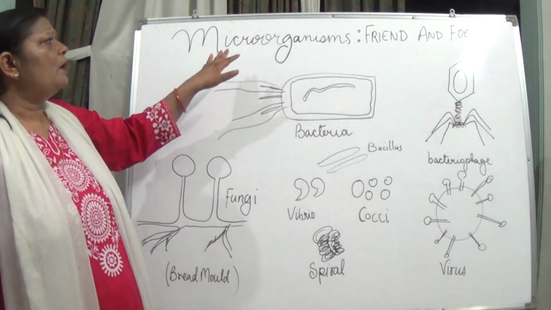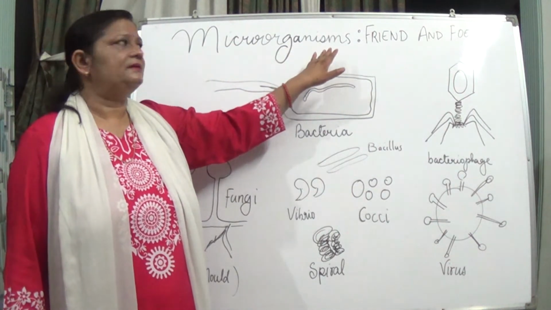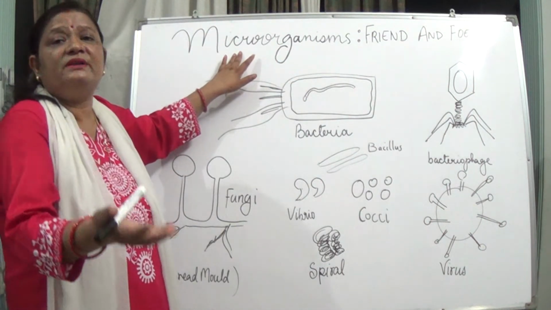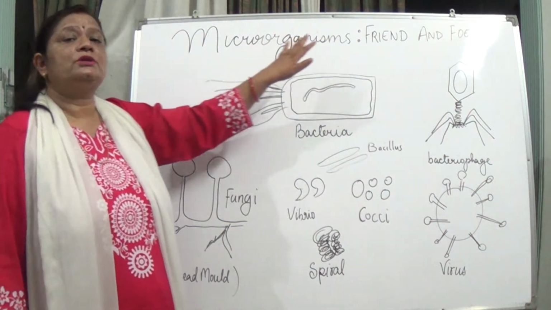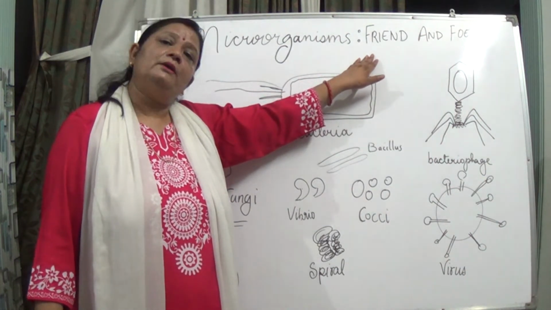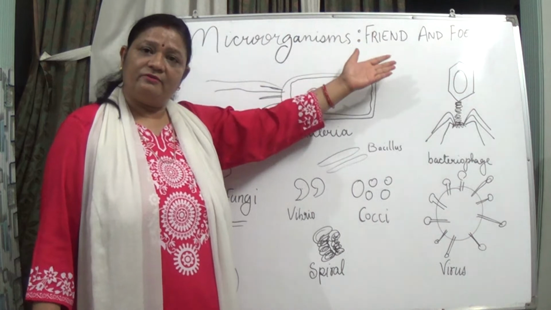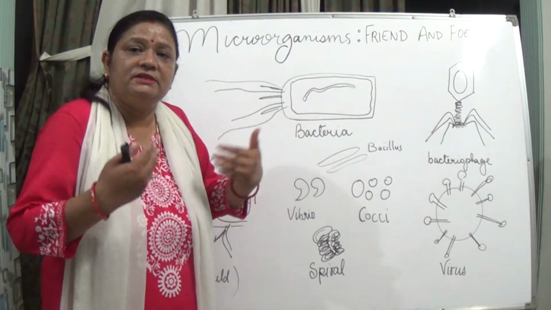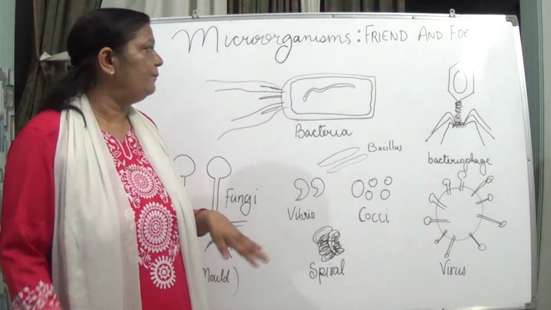Now how can we say that this is a friend or foe? Because we can't say that these microorganisms are only beneficial for us. It is also harmful. So the title over here has been given friend and foe. It means whether they are friends or they are our enemies, by causing us harm.